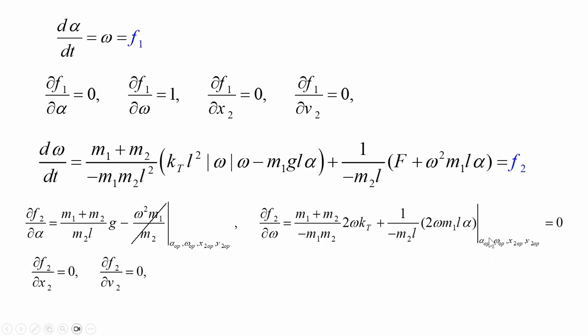So omega will be 0. Here also we have to put omega to be 0. Thus the whole term becomes 0. Therefore the partial derivative of f2 with respect to omega is simply 0. Similarly, if you evaluate with respect to x2, then you will get 0. And del f2 with respect to v2 will also be 0, because in this equation there is no x2 and v2. So all of these terms are constant, and the derivative of a constant will be 0.